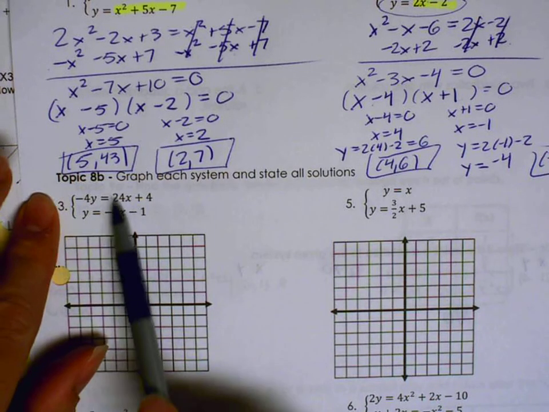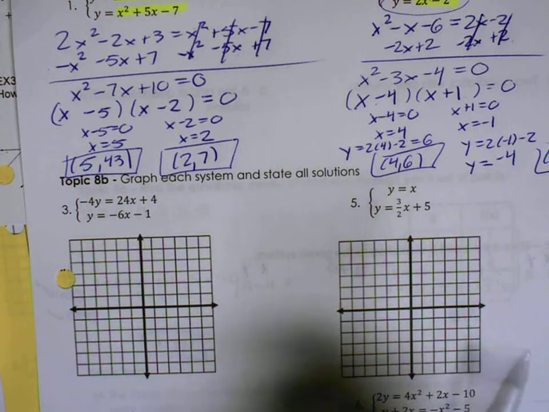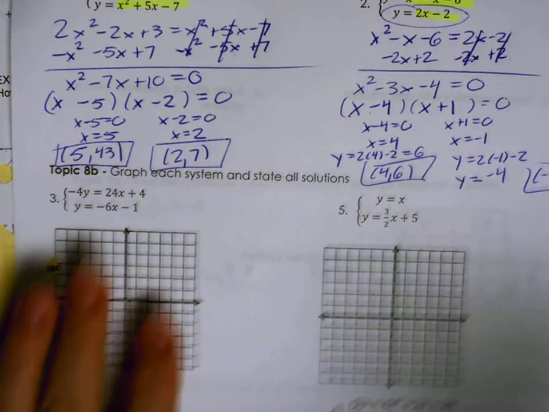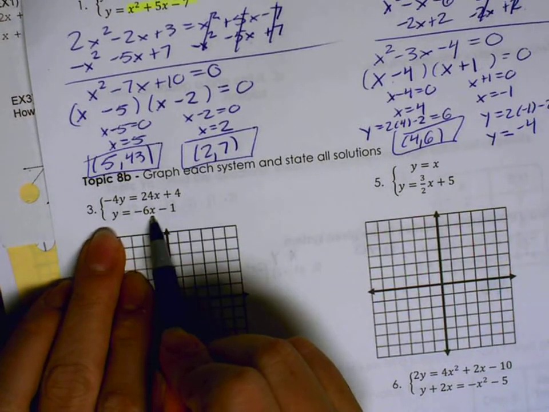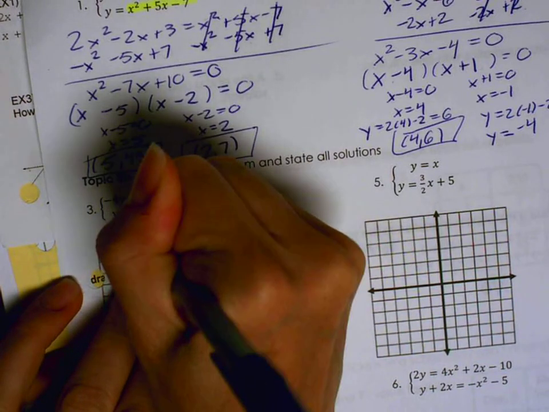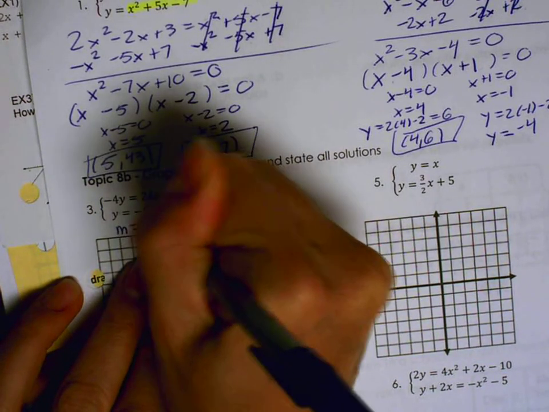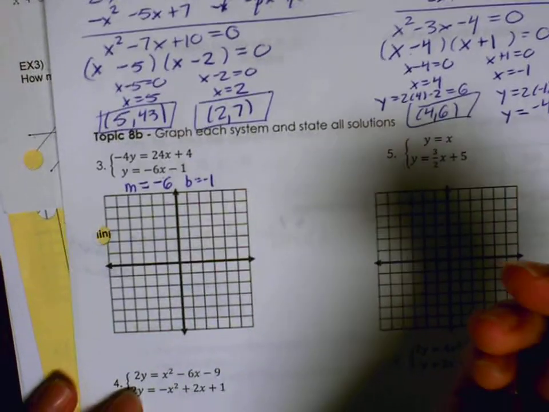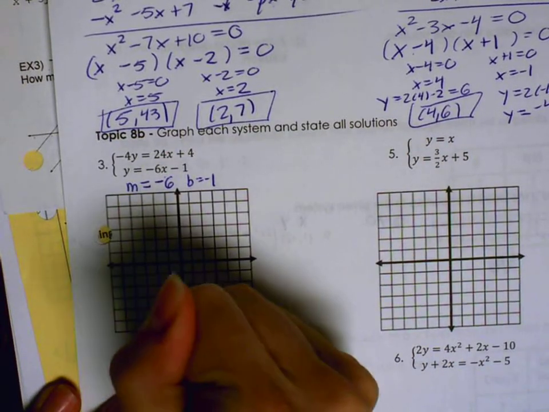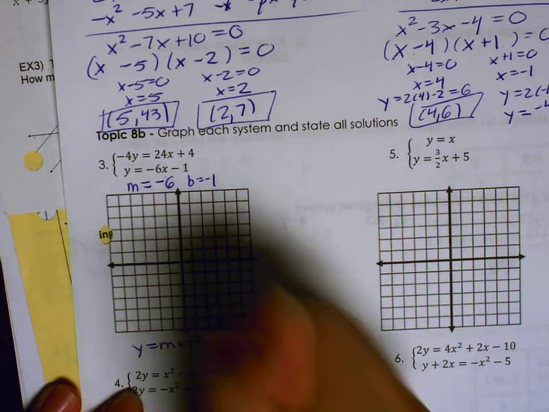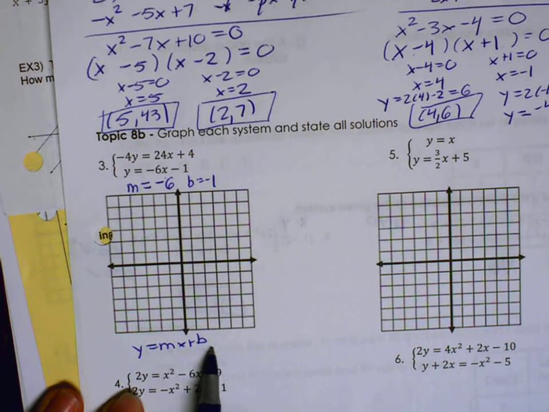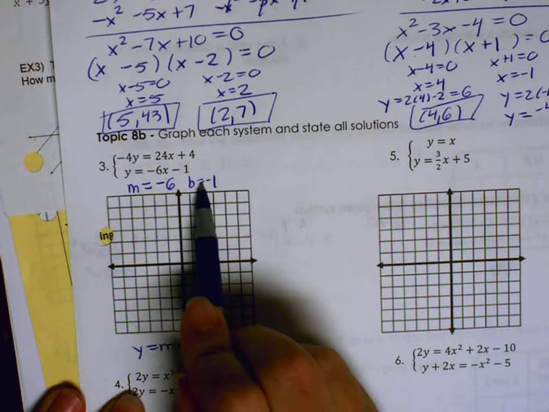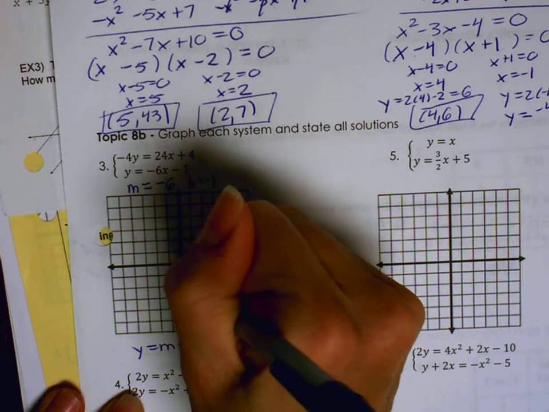So this first one's linear, but in order to graph it, I need them solved for y. So the second one is solved for y, so I can graph this one right now. Right? I know my m, my slope, is -6, and my b is -1. So remember for linear, I'm looking at y equals mx plus b. I want them in that form because my m is my slope and my b is my y-intercept. And when I graph, that b is my starting point. So here my b is -1. That is my starting point.